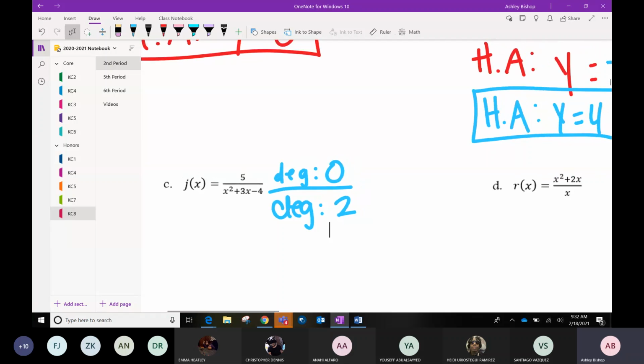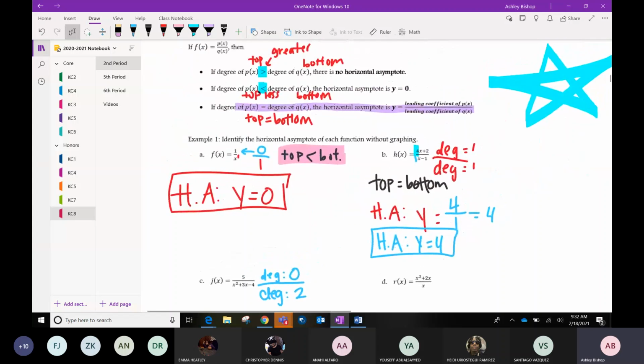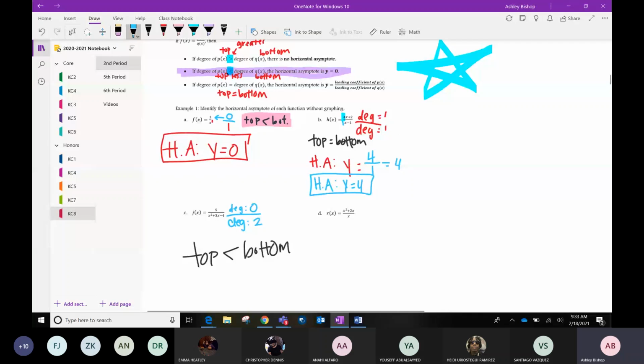Alrighty, so I have the degree is bigger on bottom. So the degree is bigger on bottom. That would put me in a scenario where the top is less than the bottom. So if the top is less than the bottom, then I'm at the middle again. So top is less than the bottom. So that means, just following the rule, my horizontal asymptote is equal to y equals 0, just following the rule.